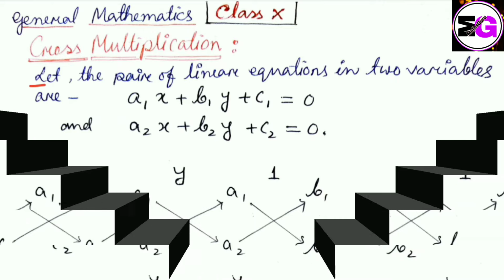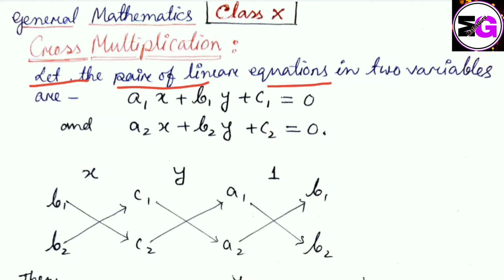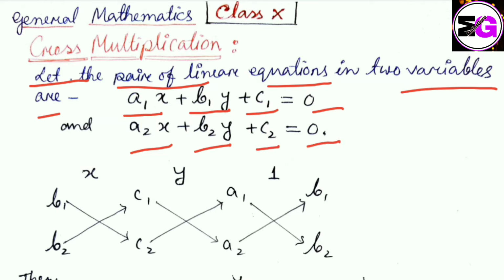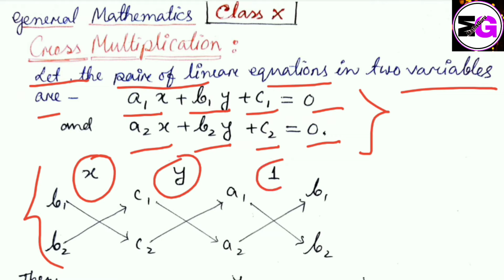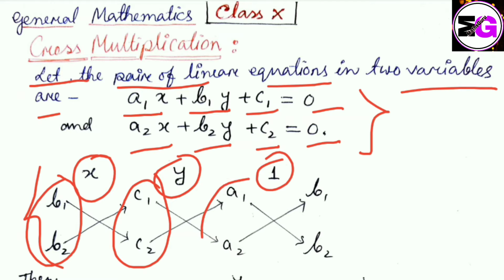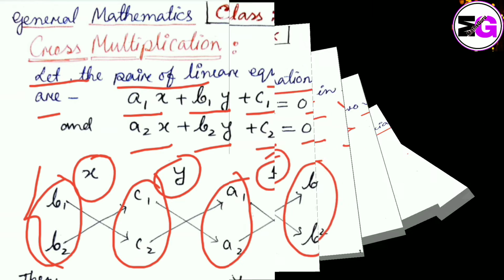So let the pair of linear equations in two variables be a1x plus b1y plus c1 equals 0 and a2x plus b2y plus c2 equals 0. So these are the pair of linear equations in two variables. First this is x, y, 1. Then b1, b2, the coefficient of y, then the constant terms, then a1, a2, then again b1, b2.